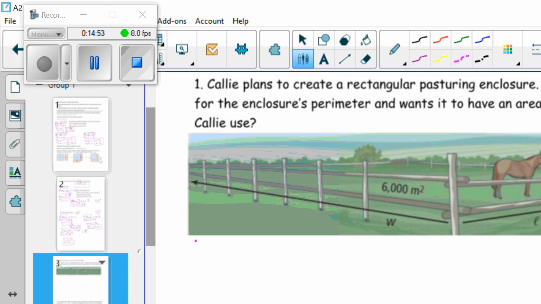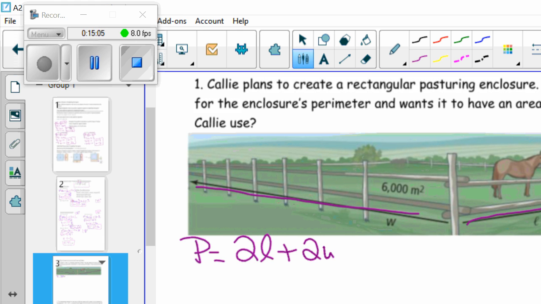So how do I find the perimeter of something? The perimeter, I add up all the sides. Notice in the picture, this is my length, this is my width. I have 2 lengths and 2 widths. So perimeter is 2L plus 2W. Area of a rectangle is length times width. Okay. So now I'm going to plug in the numbers that they give to me. They told me that we have 340 meters of fencing available for the perimeter.